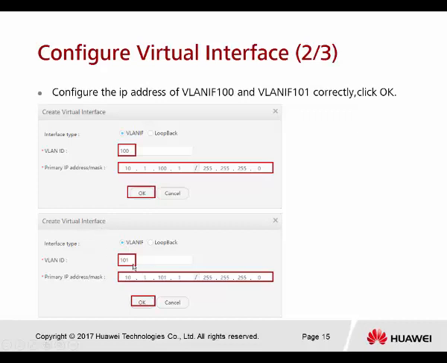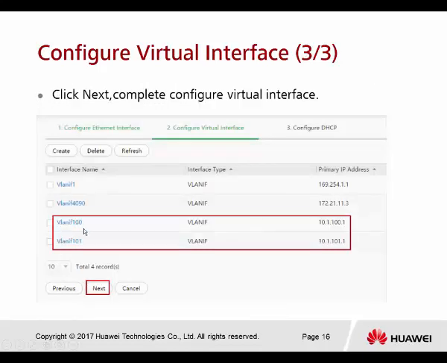Okay, this one is for VLAN 101, with the IP address 10.1.101.1. Okay. Make sure the VLANs we just configured already appear on this list. Make sure the IP address is correct, because on the web it's totally different from the CLI.